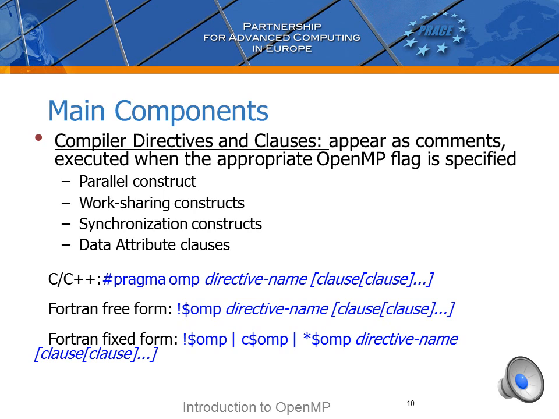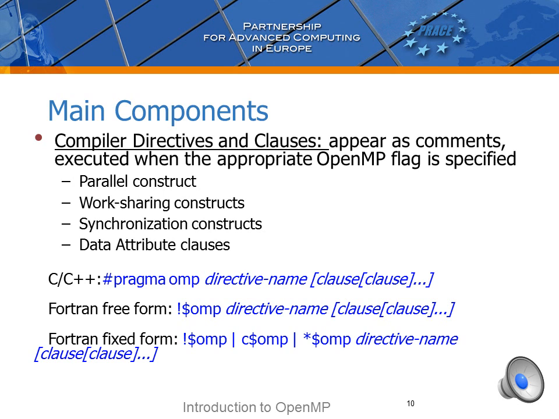Now we will be getting started with programming in OpenMP. In this context, we first introduce the compiler directives and some general syntax. Compiler directives appear as commands in the source code, and they are ignored by compilers unless appropriate OpenMP flags are specified. They are used for various purposes, such as starting a parallel region or distributing the work among multiple threads. The main OpenMP constructs are parallel, worksharing, and synchronization constructs, and data scope attribute clauses.